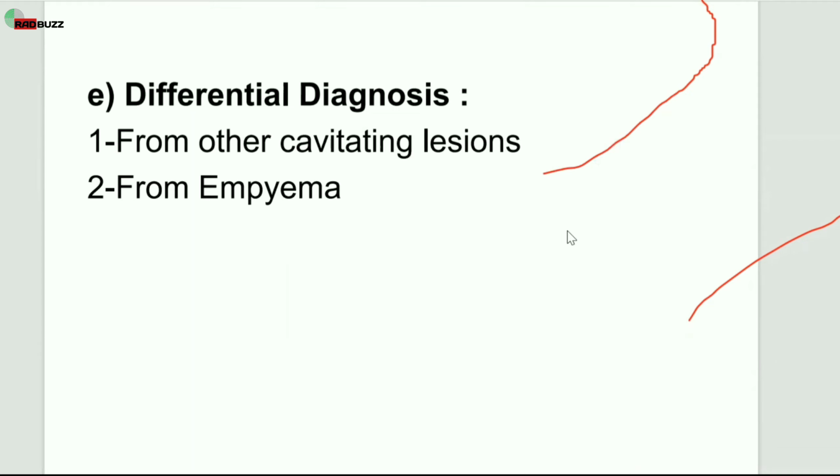What are the differential possibilities? You have to differentiate it from other cavity lesions, like I showed you previously, treated TB. Post-primary TB has a different cavity pattern than this one. And from empyema. Empyema is a fluid or pus collection between the two layers of the pleura.